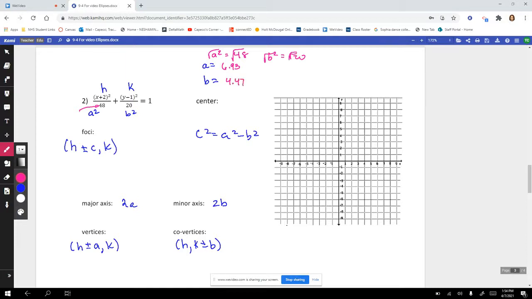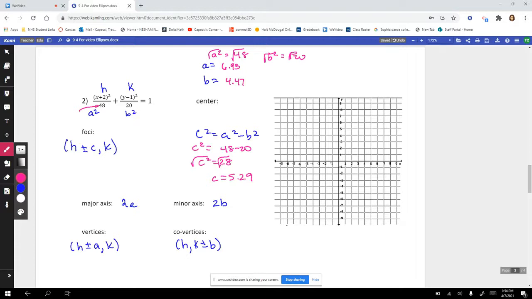So I know I'm going to go back to that. Also, I know I need that c value to find the foci. So let's do that right now. C squared is equal to a squared, which is 48, minus 20. So c squared is equal to 28. Square root of both sides. C is about 5.29.